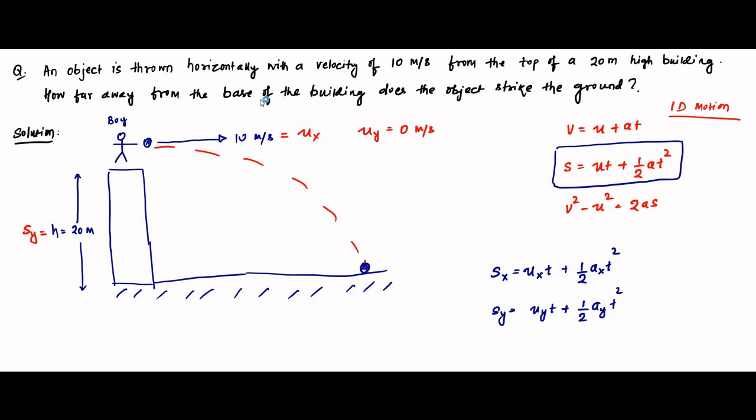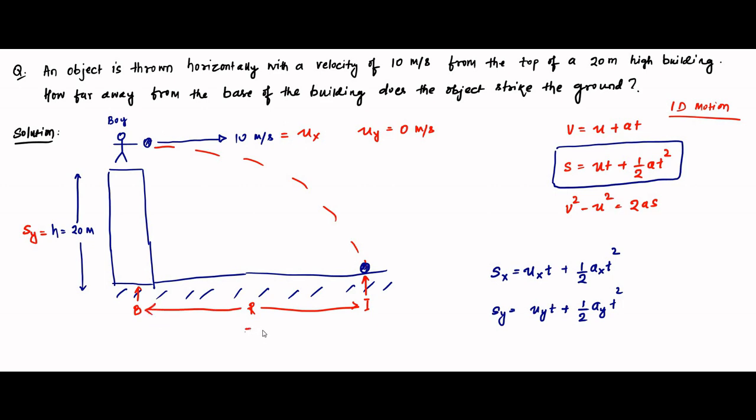Next is what is being asked in the question: how far away from the base of the building does the object strike the ground? So this is the point of impact, the stone strikes the ground here. This is the base of the building, and this is the impact point. This distance, which we can call the horizontal distance or range, is the net horizontal distance covered.